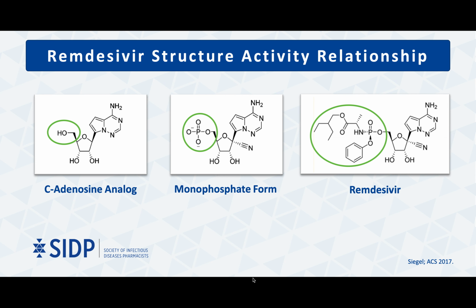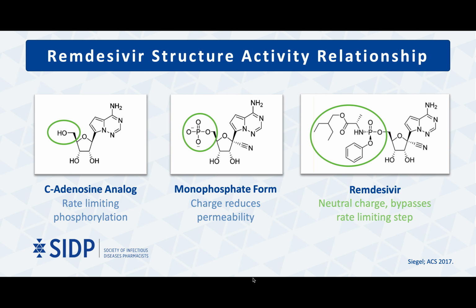On the left, we have the hydroxylated form, which, in order to be activated, requires phosphorylation by intracellular kinases. And there are issues with competition with the endogenous nucleoside pools. Unfortunately, these adenosine analogs must compete with endogenous nucleosides, and this is a rate-limiting step for activity. In the middle, we see the monophosphate form, which circumvents the need for this initial phosphorylation, but this phosphate group is negatively charged, which impacts its ability to traverse cellular membranes.